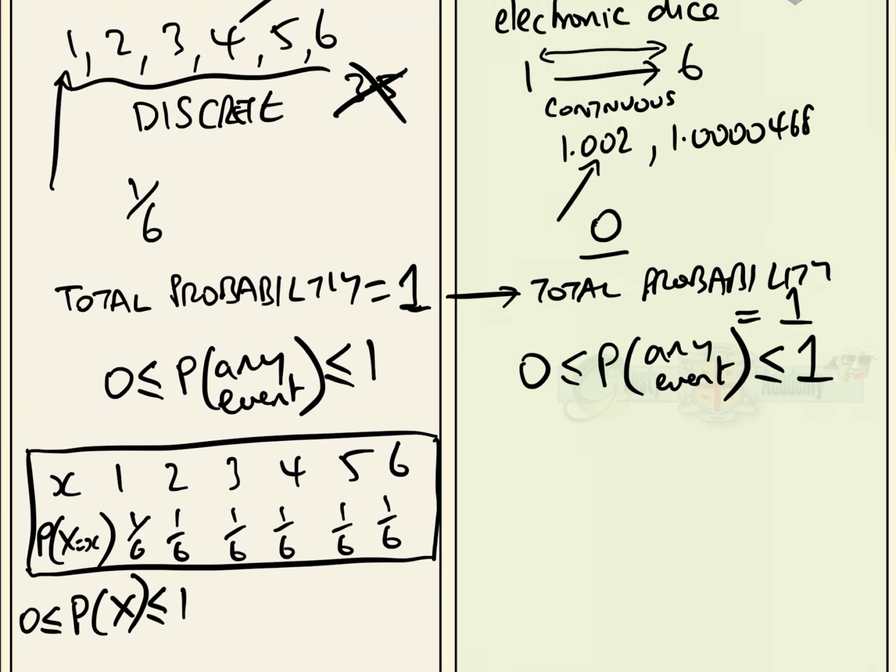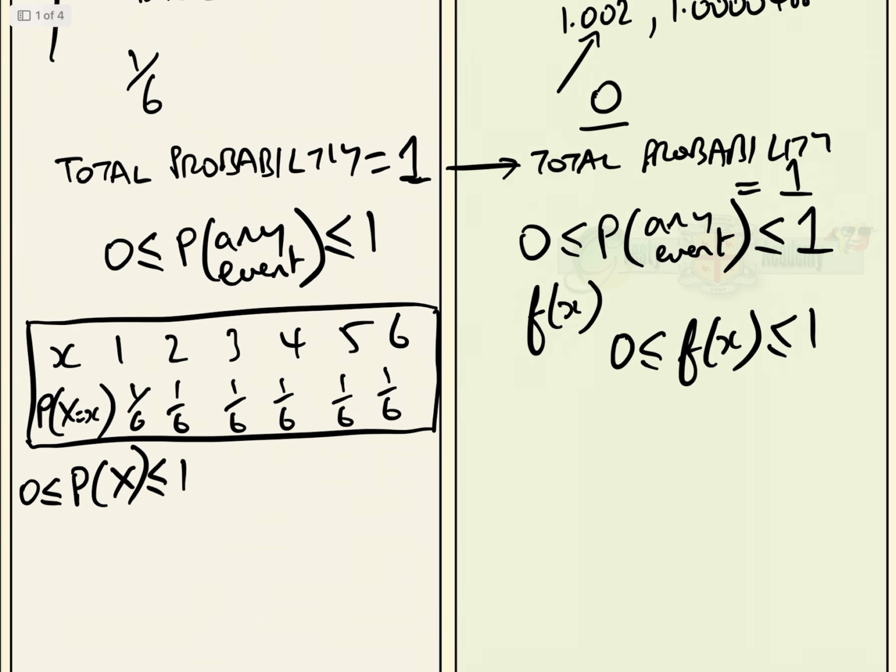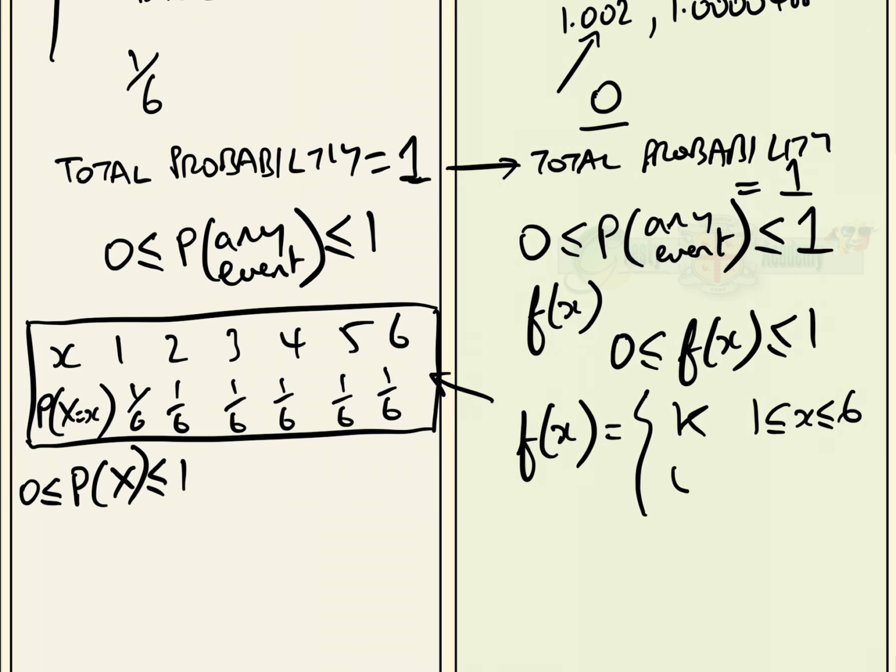Now on the continuous random variable, we use what's called a probability density function, f of x, where f of x has to be between 0 and 1. For example, our electronic dice, because it can take any value between 1 and 6, would not be described by a probability mass function like this. It would be described thus: f of x equals k, and we'll come back to the value of k in a minute, if x is between 1 and 6, or 0 otherwise.